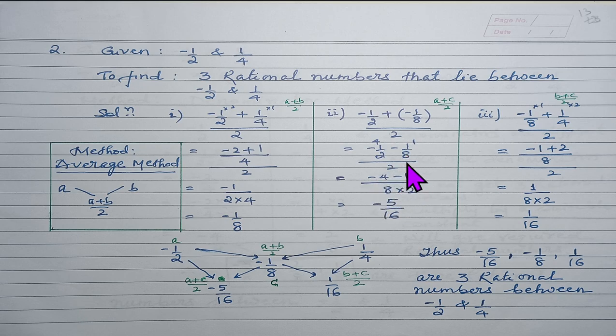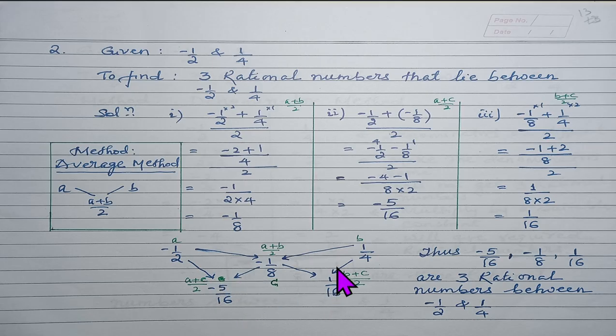If you observe here, 8 is the LCM. So 2 4s are 8, 8 1s are 8, minus 4 minus 1. If you simplify, 8 into 2 is 16, minus 5 by 16 you will get, and therefore the number between A and C is minus 5 by 16. That is another rational number we have got.